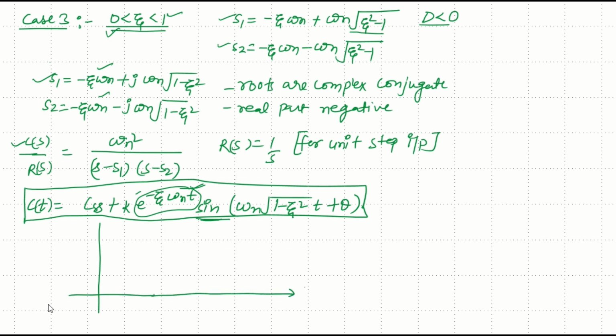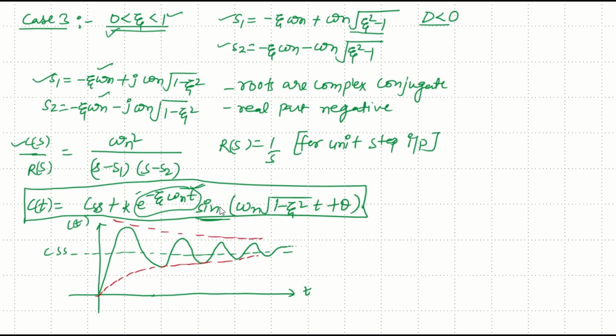If we draw this response with respect to time, C(t), and suppose this is the steady state value, Css, you will see that the response comes out like this. This will oscillate but with decreasing amplitude, and it will approach the steady state value. So this type of system, where the response is oscillatory but with a decreasing amplitude, these oscillations are known as damped oscillations.